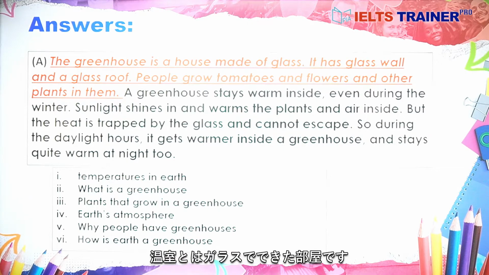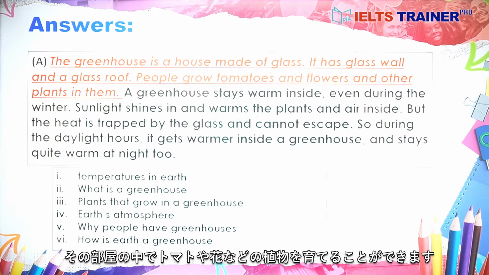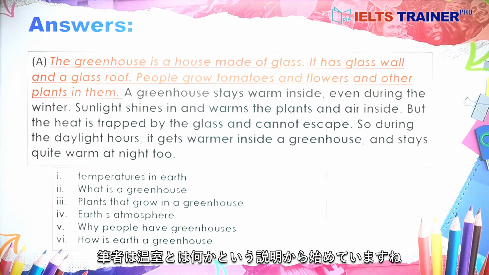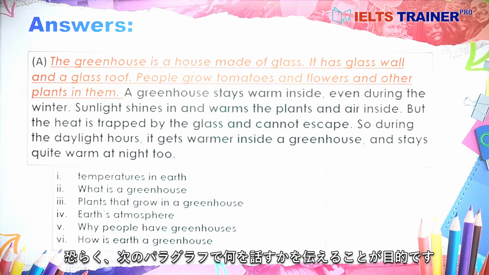The greenhouse is a house made of glass. It has a glass wall and a glass roof. People grow tomatoes and flowers and other plants in them. The writer started the passage by defining what a greenhouse is. Probably his purpose is to tell the reader what he is going to be talking about in the succeeding paragraphs.